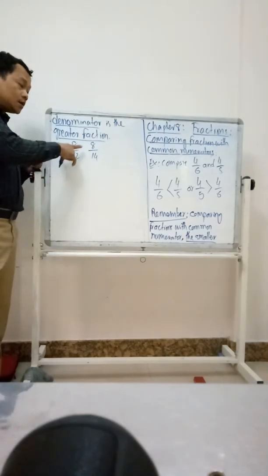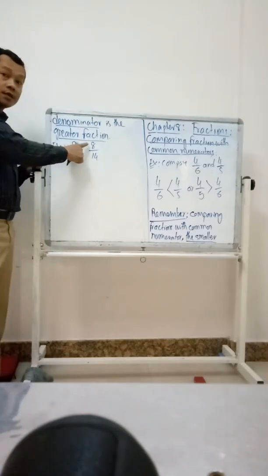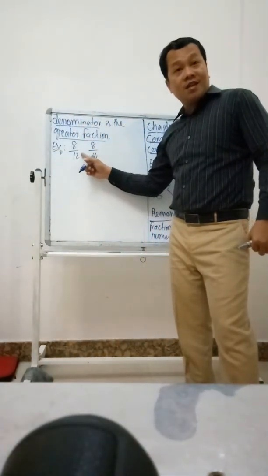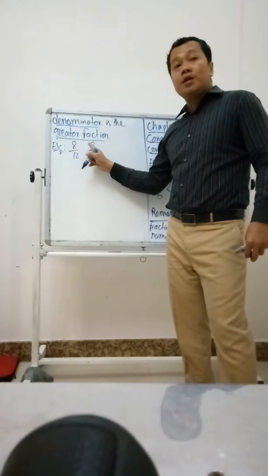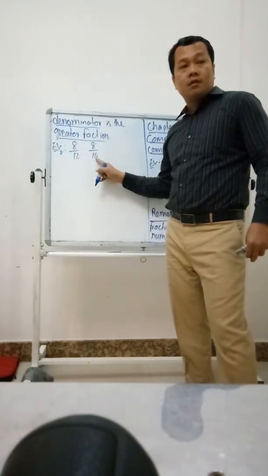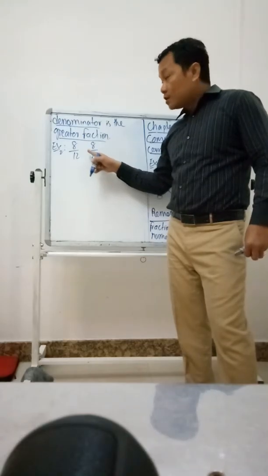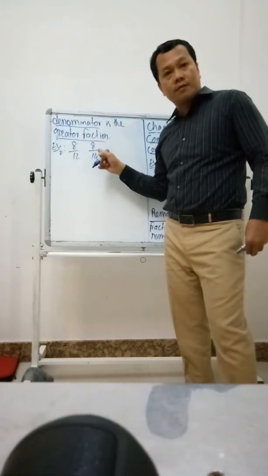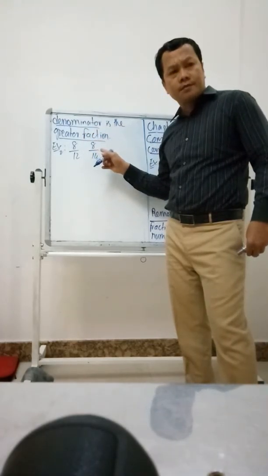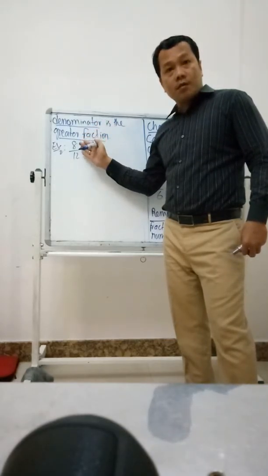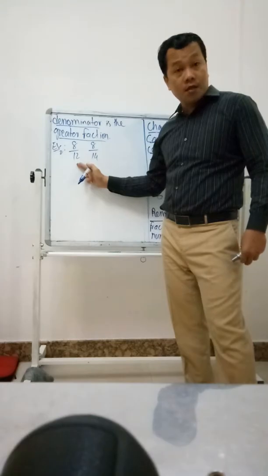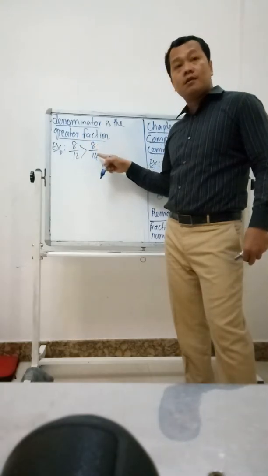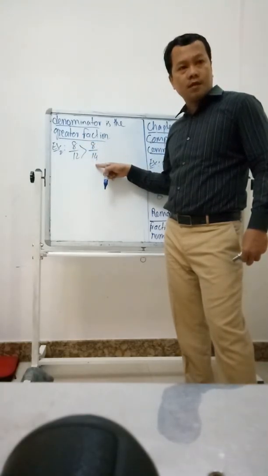1/2 and 1/4. The numerator is the same, right? But the denominator is different. Correct? The same numerator, different denominator. This is 2, this is 4. So is 1/2 greater than 1/4 or less than 1/4? Greater. The fractions with common numerator, the smaller denominator is the greater fraction. Correct? It means that 1/2 is greater than 1/4. Right? Yes.